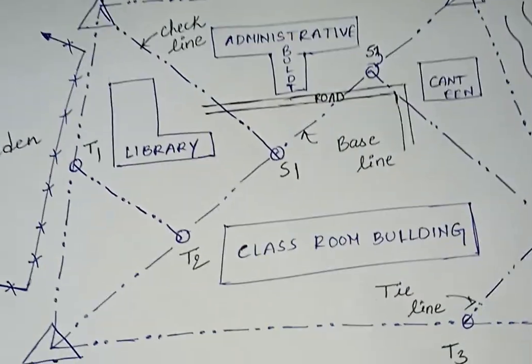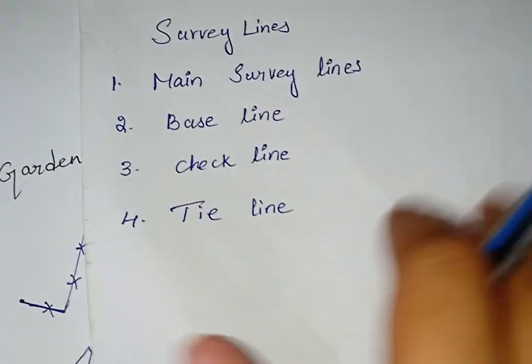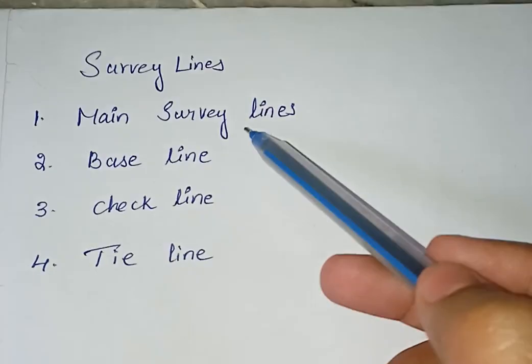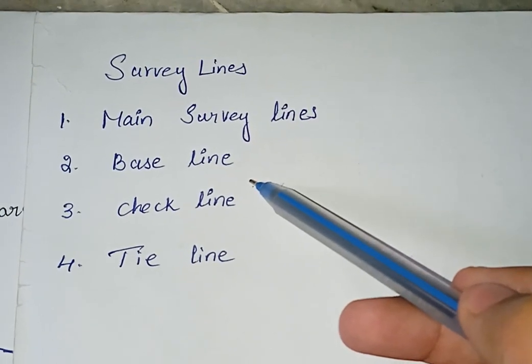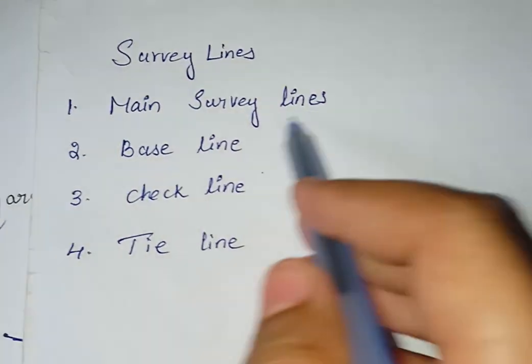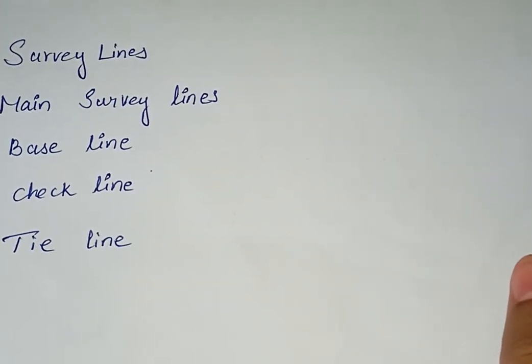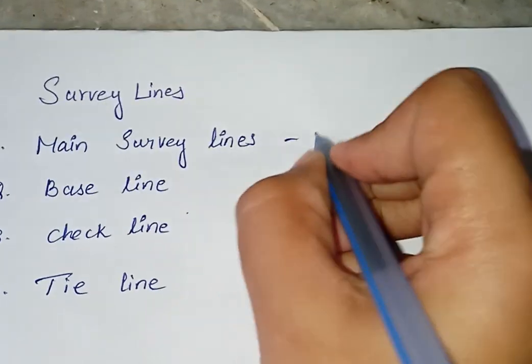Okay. The survey lines are further divided into 4 types. What are the survey lines? First is main survey line, next is base line, next is check line, next is tie line. So what is meant by main survey line? The line joining the main survey stations is called main survey line.